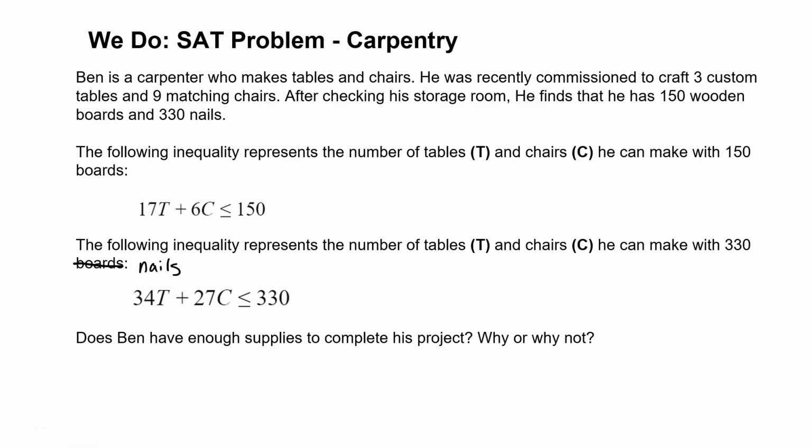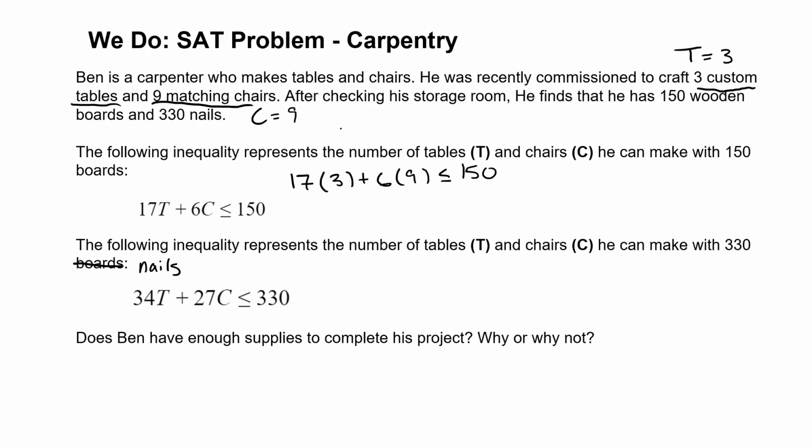Does Ben have enough supplies to complete his project? Why or why not? So to solve this, we have our inequalities, and we also have some things that we can plug in. T is going to equal 3 because he needs to craft 3 custom tables, and C is going to equal 9 because he needs 9 matching chairs. So what we're going to do is plug those things in. 17 multiplied by 3 plus 6 multiplied by 9 less than or equal to 150.